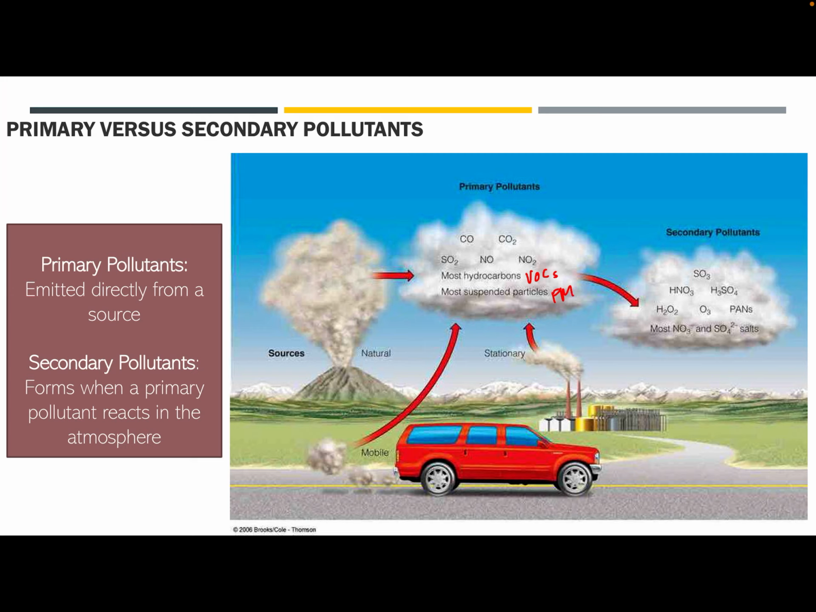The secondary pollutants over here are the ones that are formed when these primary pollutants react in the atmosphere. So they're not directly emitted from anything, but they're the things that are emitted, then have a reaction and lead to a secondary type of pollution.